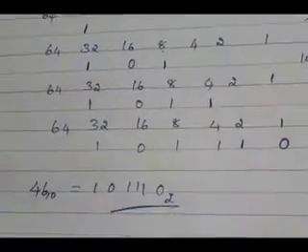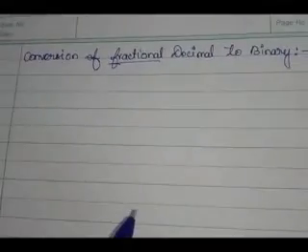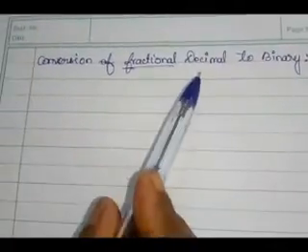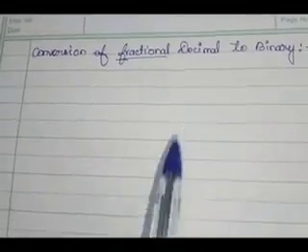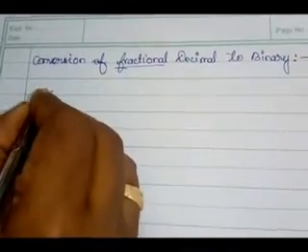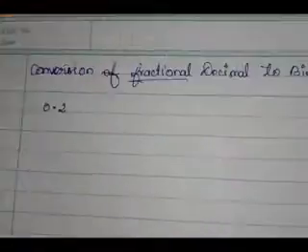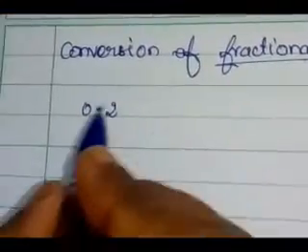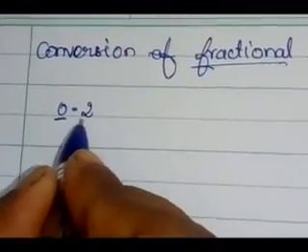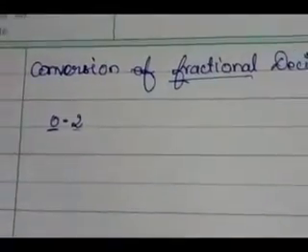This is another method to find out the binary conversion. Now we will see the conversion of fractional decimal to binary. One fractional number I will take, 0.2. This is a fractional number. Here 0 is the integer part. Here 2 is the fractional part.